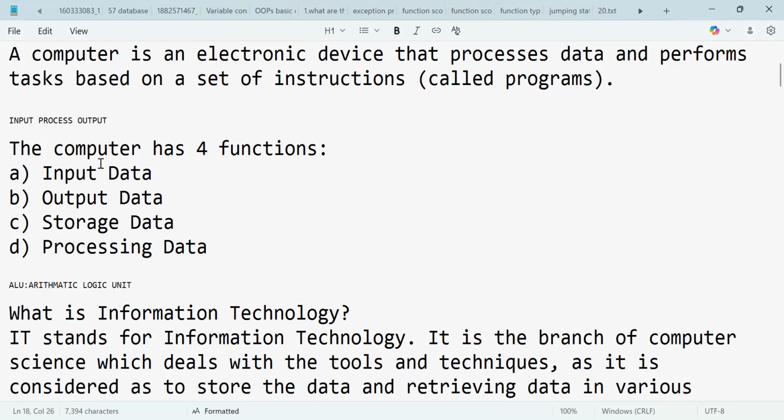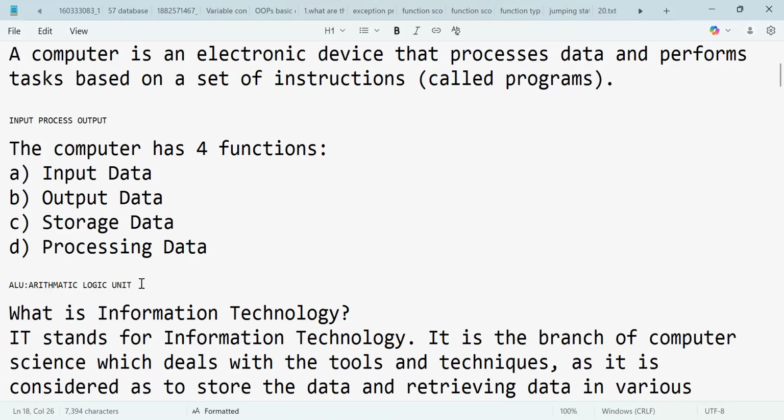So these are the computer functions. First we input the data, then store the data, process the data, and output the data. First, everything is input, then it is processed, after that it is stored, and after that it gives the results.